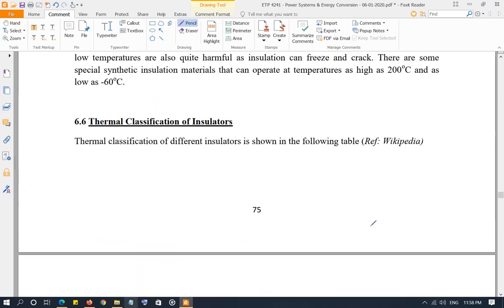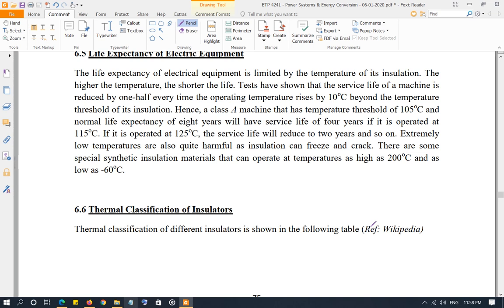So basically, if a motor has class A insulation, it can sustain up to 105 degrees Celsius. If you run the motor at 10 degrees Celsius above that, 115, then the life of the motor becomes half. Likewise, if you add another 10 degrees Celsius, to 125, then the life expectancy is going to go half of half. So every time you add 10 Celsius, the expected life of the electrical equipment becomes half.